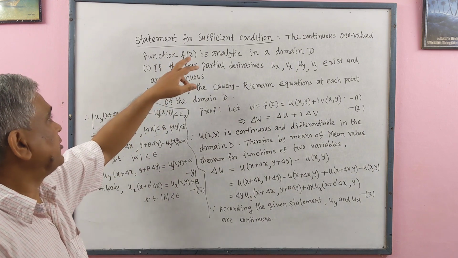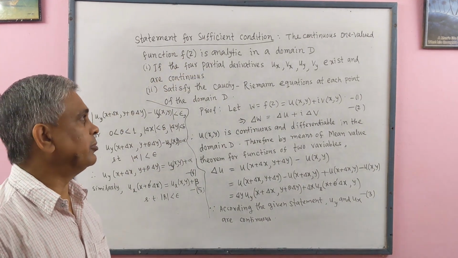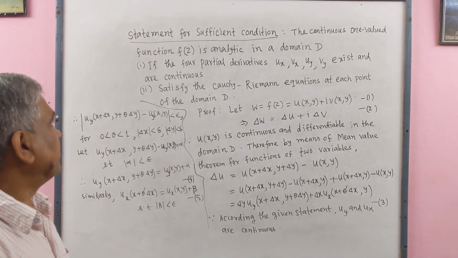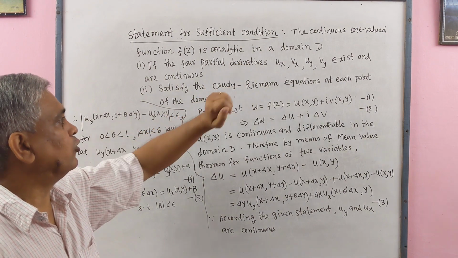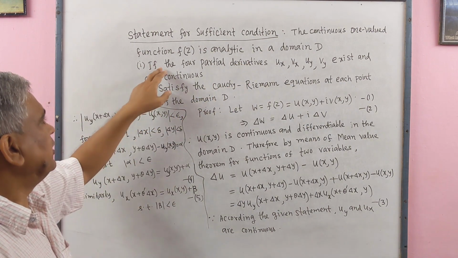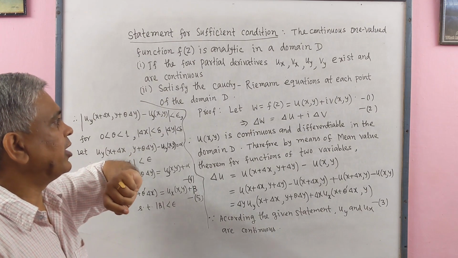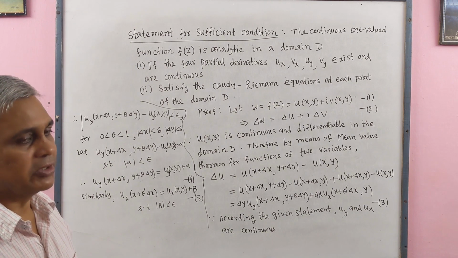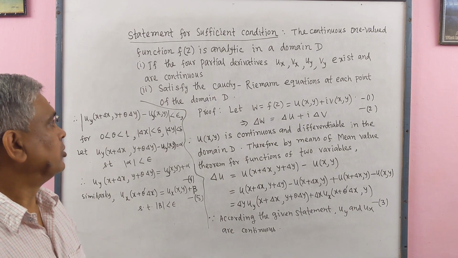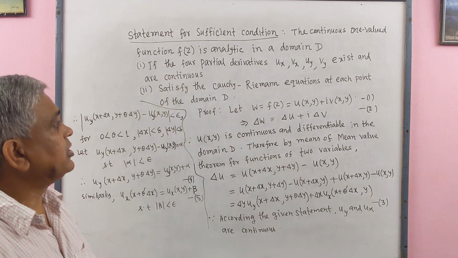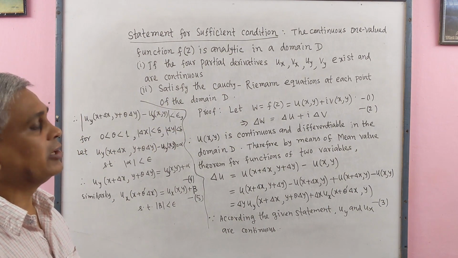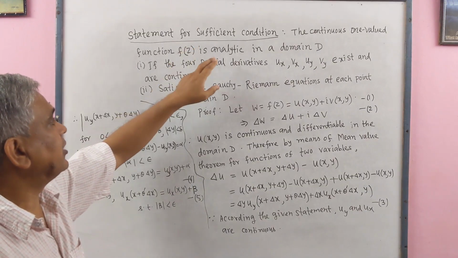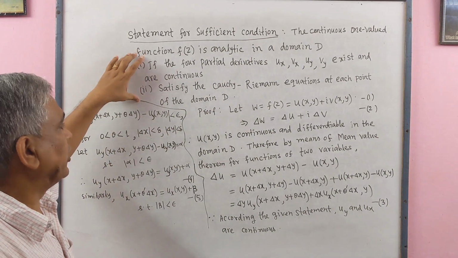Now we shall describe the statement for the sufficient condition of Cauchy-Riemann equation. The continuous one valued function f(z) is analytic in a domain D. Number 1, if the four partial derivatives ux, vx, uy, vy exist and are continuous. Number 2, satisfy the Cauchy-Riemann equations at each point of the domain D. We have to show that the function f(z) is analytic in domain D under these two conditions.